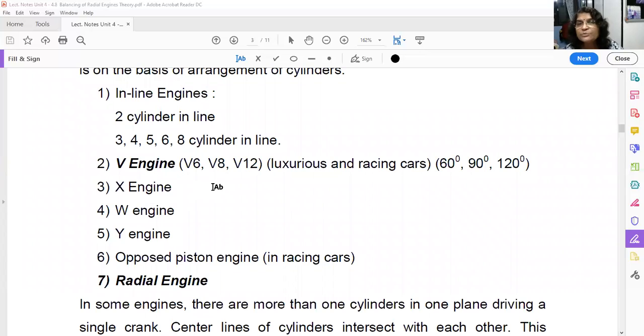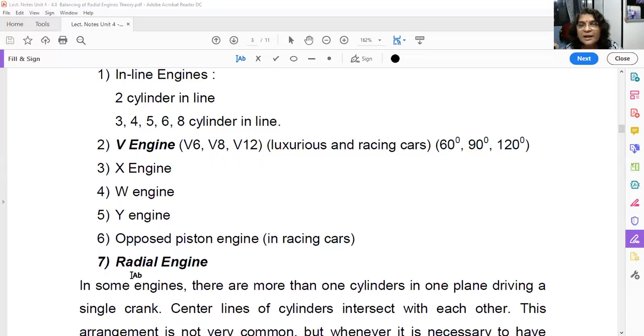Then the third category is the X engine. The arrangement of the cylinders is in the form of X, that is why the name is given X engine. Then the next category is the W engine, then the Y engine, and another category is the opposed piston engine that is used in racing cars. And the last category is the radial engine. Actually, all these engines fall under the radial category only, but the radial engine is specifically categorized as a separate one.